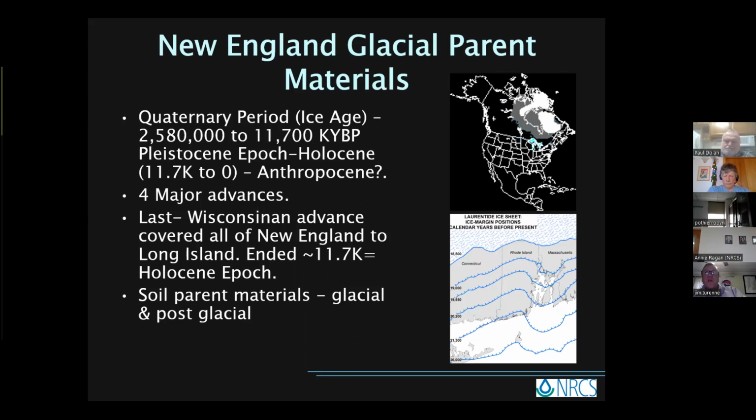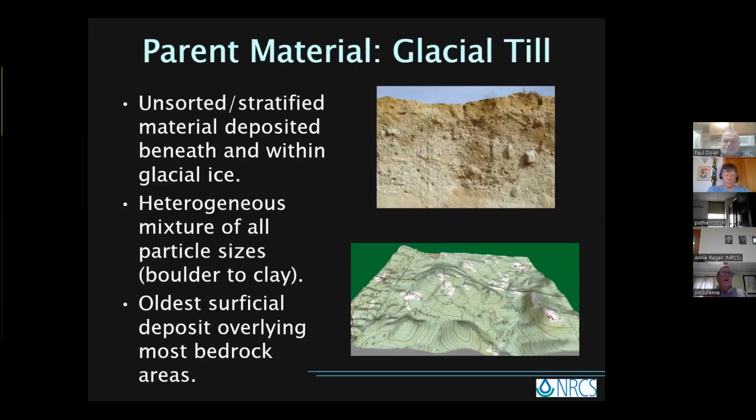And once that ice was gone, we have what's called time zero in soil formation, and our soils begin to form. So the first or dominant parent material we have is called glacial till, unsorted, unstratified material. It was either deposited underneath the ice with a mile or so thickness of ice on top of it, or within the ice, such as the picture up on top, which is just a melt out glacial till. So they're the oldest of the superficial deposits overlying most of the bedrock areas.